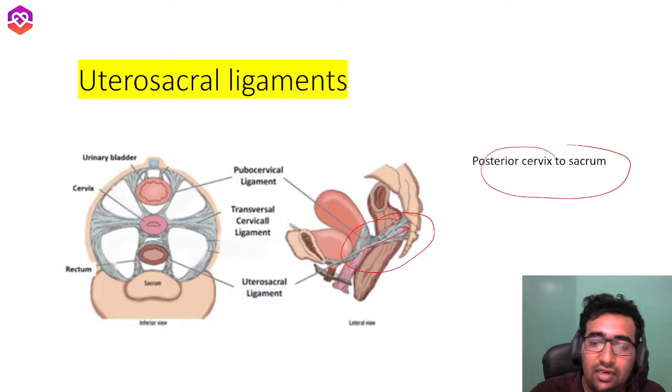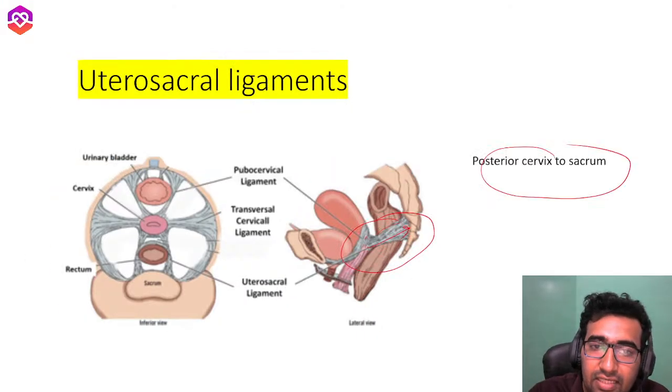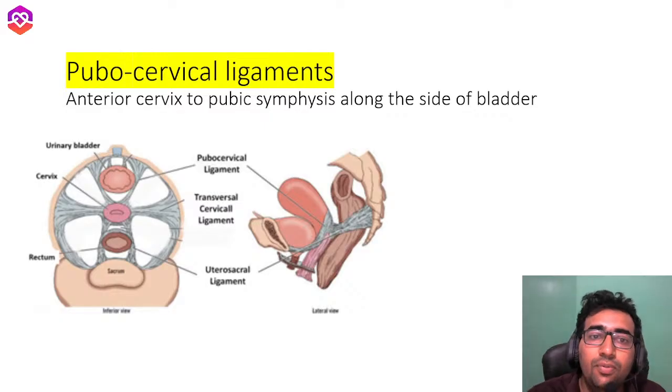sacral region, sacral promontory. Okay, now another ligament is the pubocervical ligament. Pubocervical ligament is actually from cervix to pubic symphysis, anterior cervix to, you can see the figure, anterior cervix to pubic symphysis, attached along the side of the bladder. You see the pubocervical ligament here, one is here, one is here. Anterior cervix to the pubic symphysis.